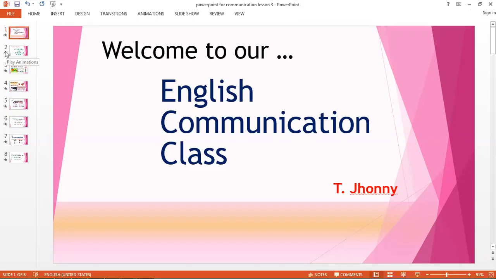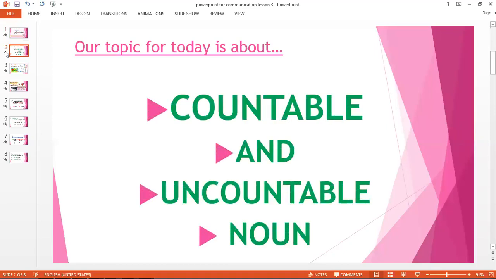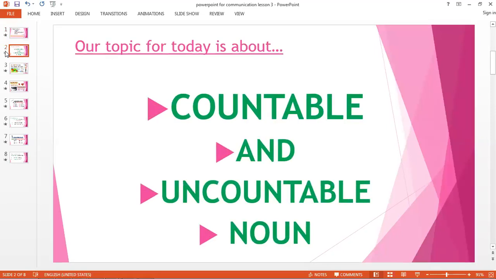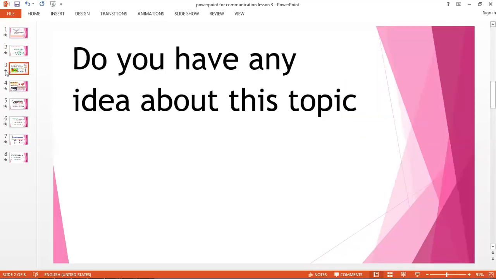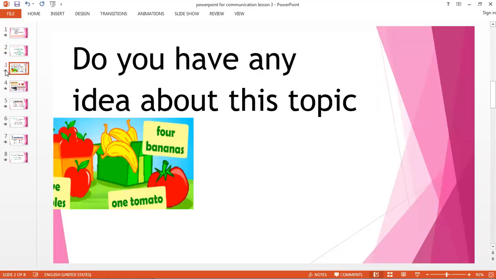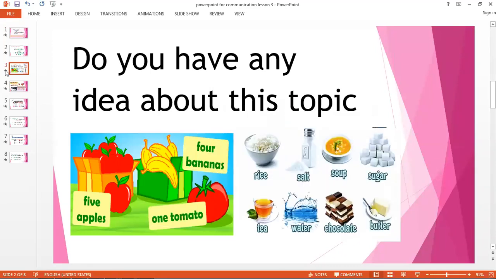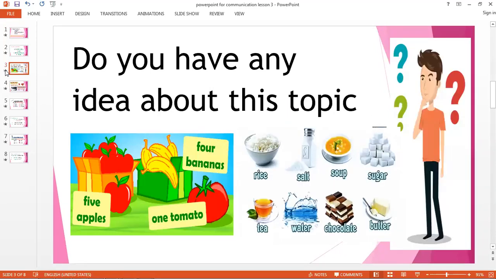Okay, our topic for today is about countable and uncountable nouns. With these two words, countable and uncountable nouns, do you have any idea about this topic that we're going to discuss for today? Okay, if you're going to look at these pictures, what can you say?